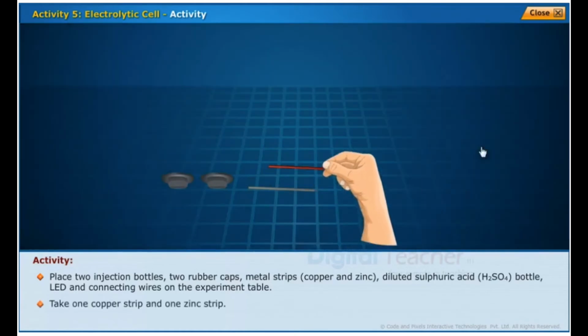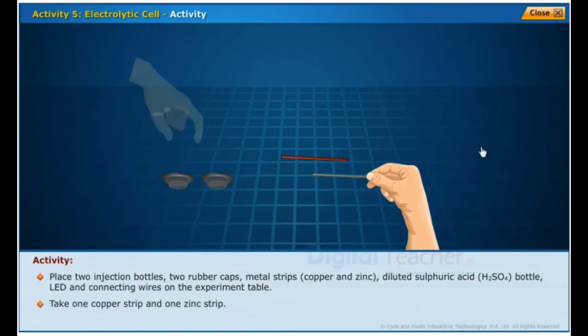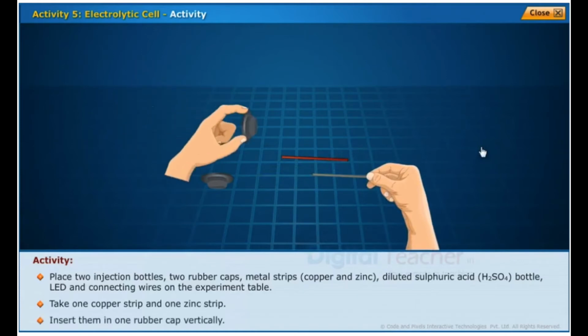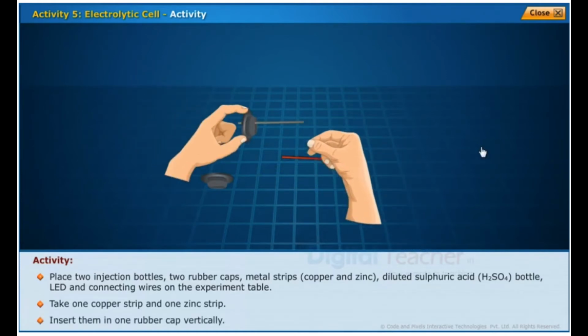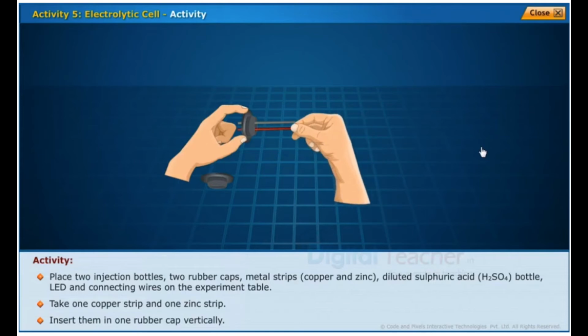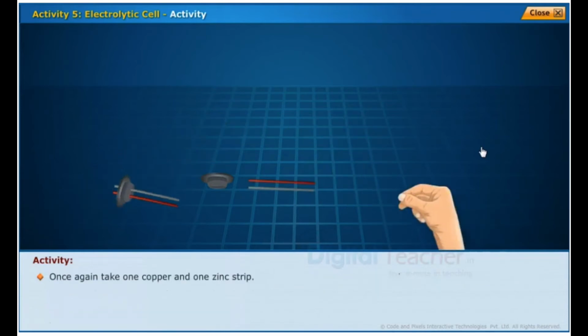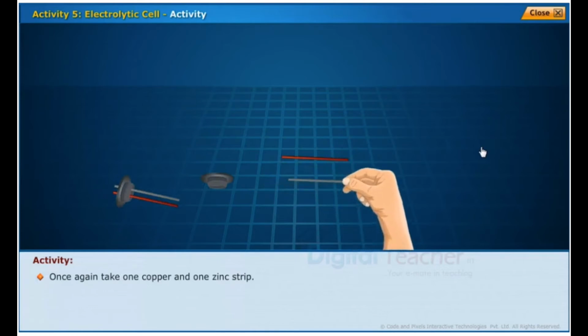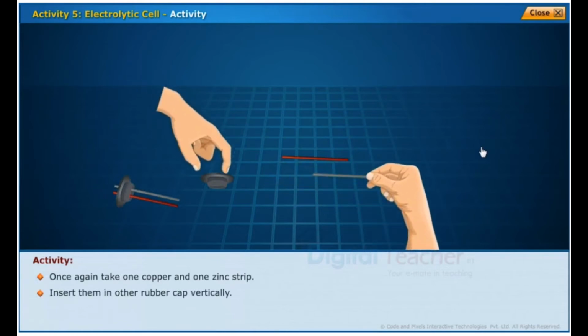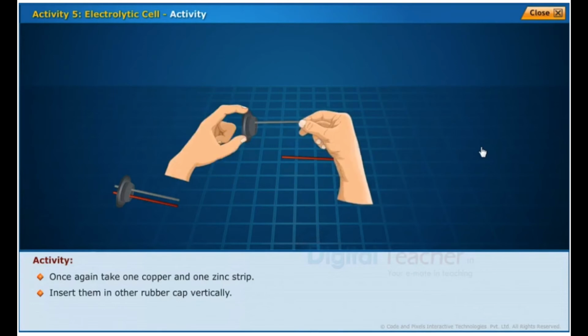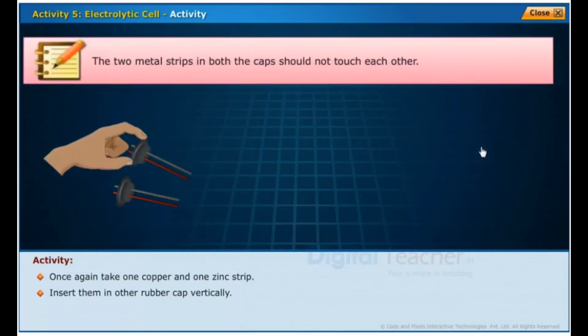Take 1 copper strip and 1 zinc strip. Insert them in 1 rubber cap vertically. Once again, take 1 copper strip and 1 zinc strip. Insert them in another rubber cap vertically. The 2 metal strips in both the caps should not touch each other.